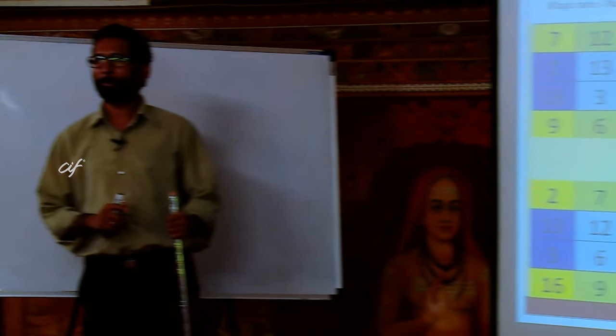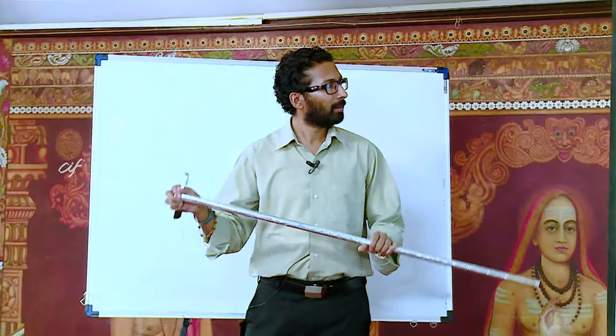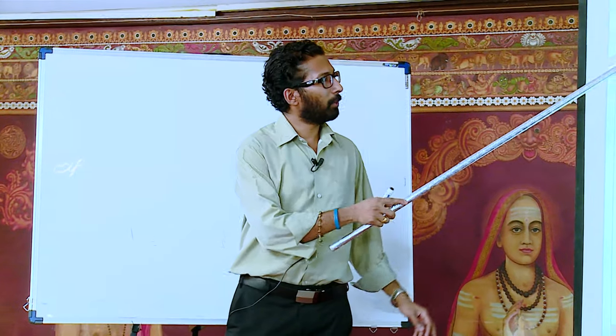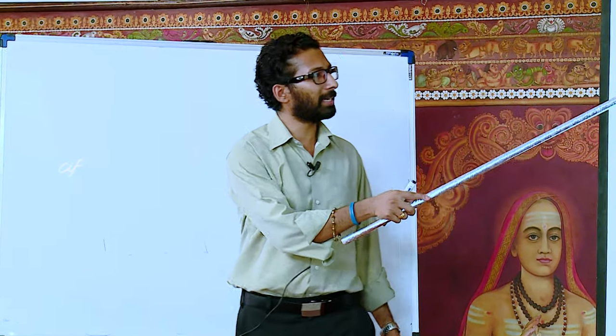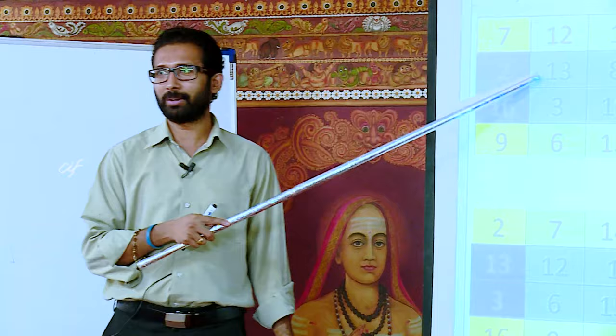7, 12, 13 and 2. These 4 cells. 7 plus 12 is 19. 19 plus 2 is 21. 21 plus 13 is 34.